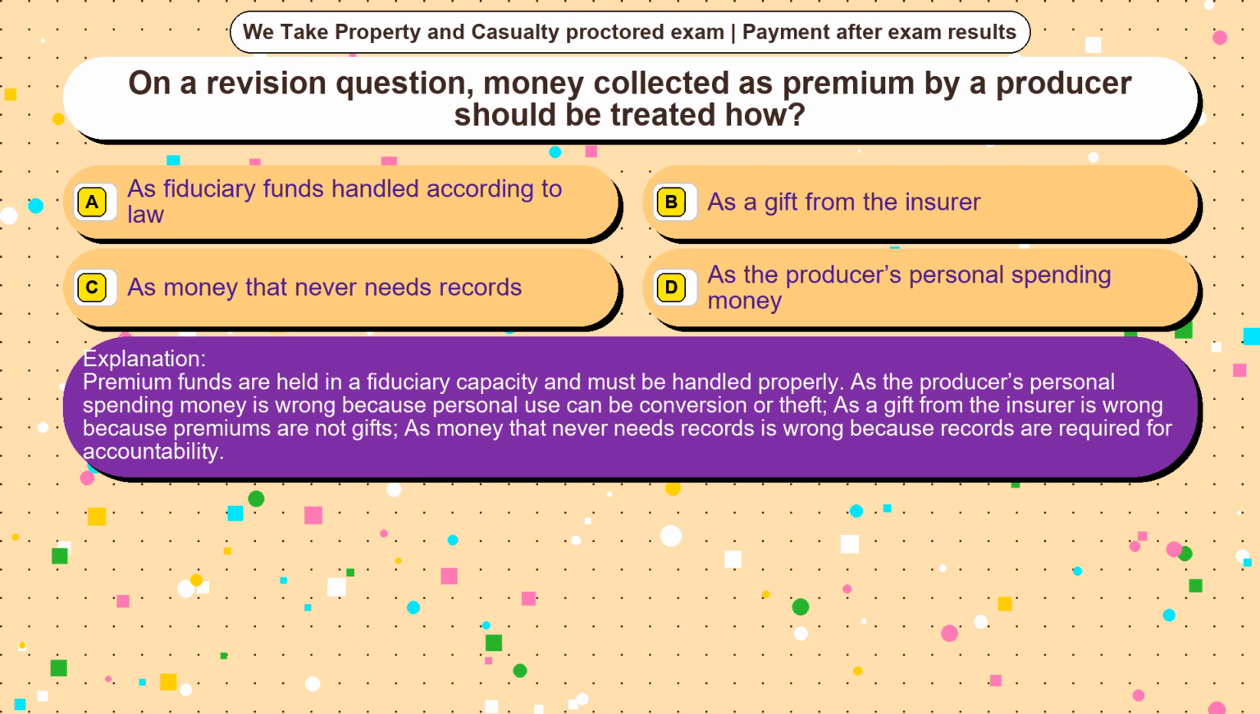As a gift from the insurer is wrong because premiums are not gifts. As money that never needs records is wrong because records are required for accountability.